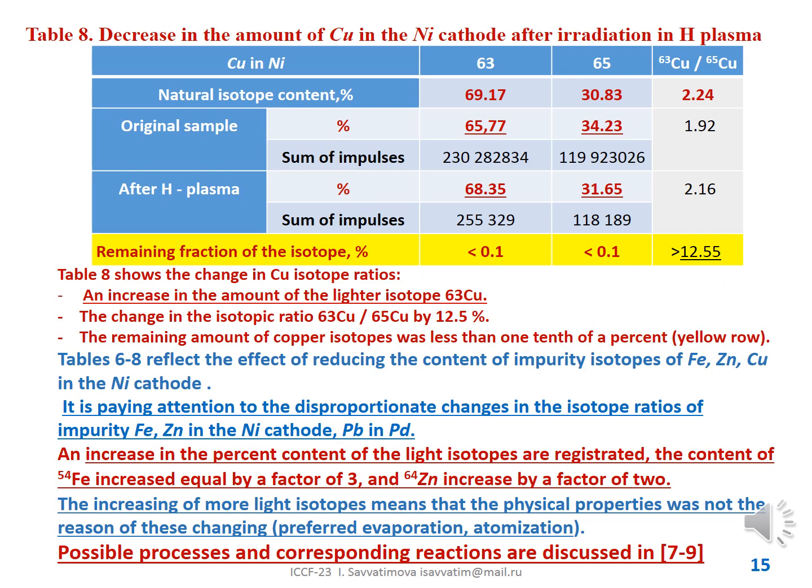Table 8 shows the change in the copper isotope ratio. There is an increase in the amount of the lighter isotope, copper-63. The remaining amount of copper isotopes was less than 1/10 of a percent, yellow row. Tables 7 and 8 reflect the effect of reducing the content of impurity isotopes of iron, zinc and copper in the nickel cathode.